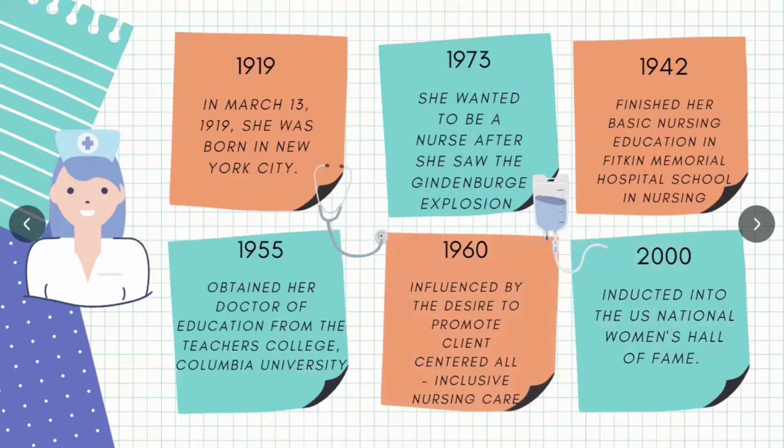On March 13, 1919, Faye Abdellah was born in New York City. In 1955, she obtained her Doctor of Education from the Teachers College, Columbia University. In 1973, she wanted to be a nurse after she saw the Hindenburg explosion. In 1960, she was influenced by the desire to promote client-centered, all-inclusive nursing care. In 1942, she finished her basic nursing education at Fitkin Memorial Hospital School of Nursing. In the year 2000, she was inducted into the U.S. National Women's Hall of Fame.